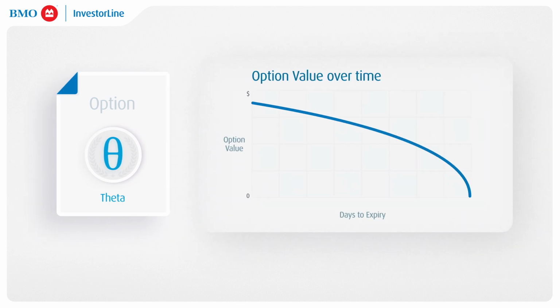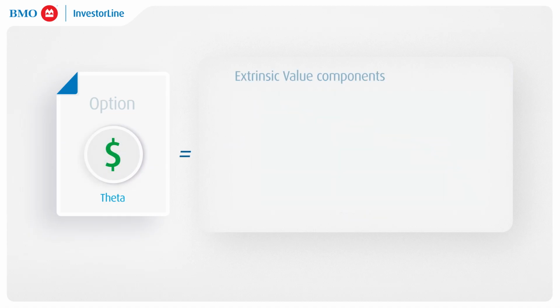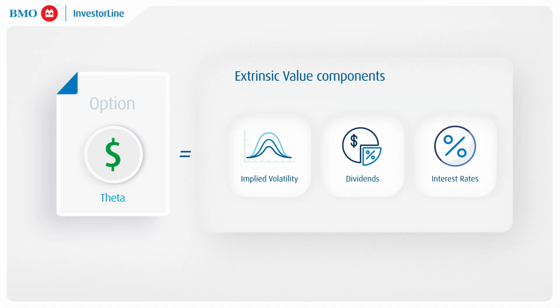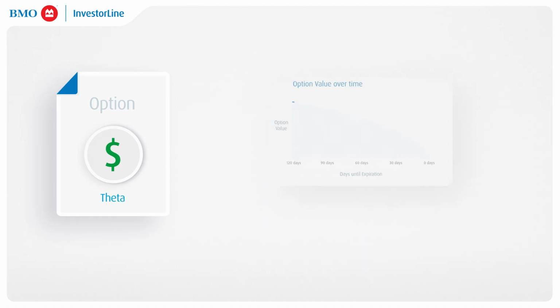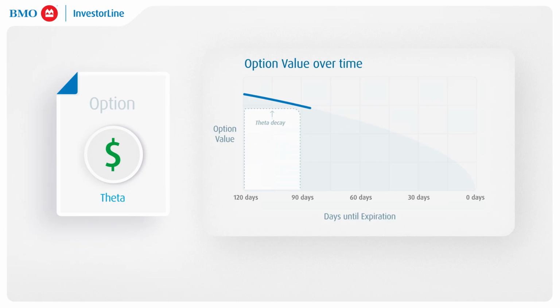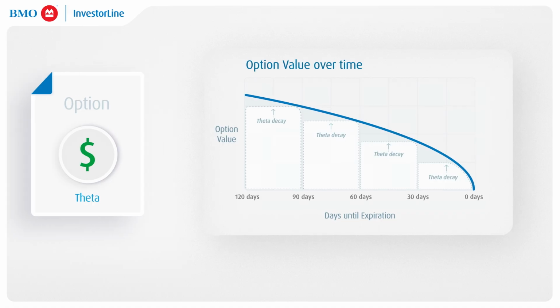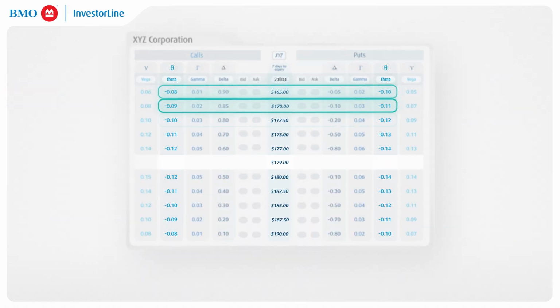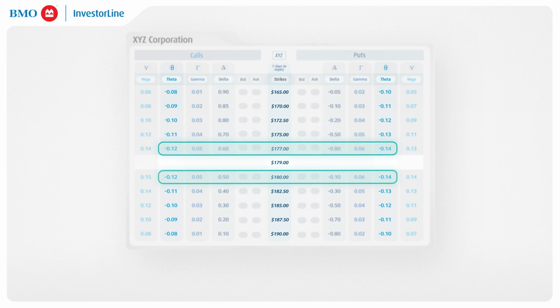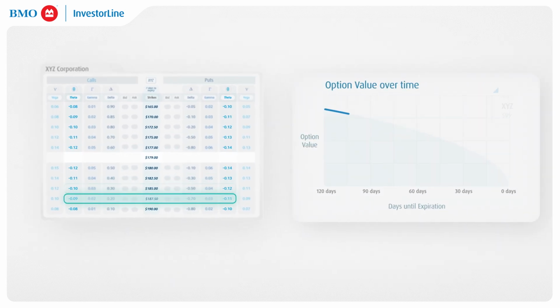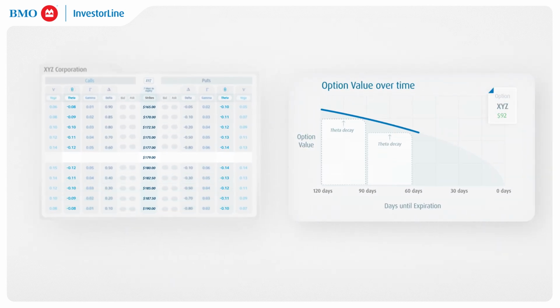Theta does not only represent the time decay component of an option's premium, but encompasses all extrinsic value components, including implied volatility, dividends, and interest rates. In simple terms, theta represents how much an option's value is expected to decrease each day, assuming all other factors remain constant. On the options chain, you will notice theta values associated with each option. These values indicate the amount by which the option's price is expected to decrease for every day that passes.